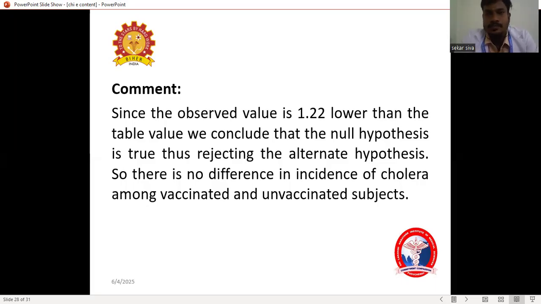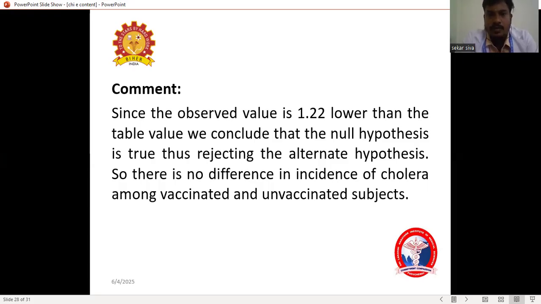Then you have to use the chi-square formula. Chi-square is equal to summation of observed value minus expected value, the whole square, divided by expected value. You have to find the chi-square for each cell, for A, B, C and D, and then sum it, and then you have the whole chi-square value.